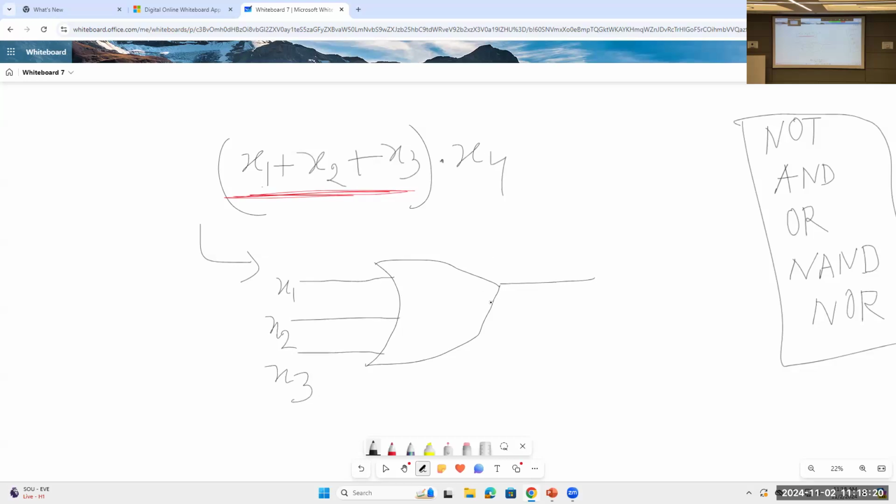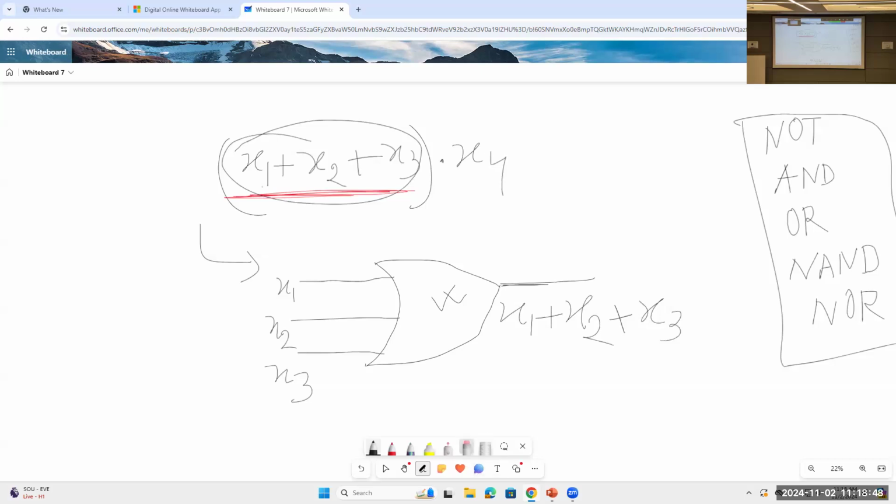So in this case, what is the output of this OR gate? This gate will simply add what it gets in the input. It is getting X1, X2, and X3, so it will add them up, right? X1 plus X2 plus X3. Very simple. So you have done this operation using this gate.